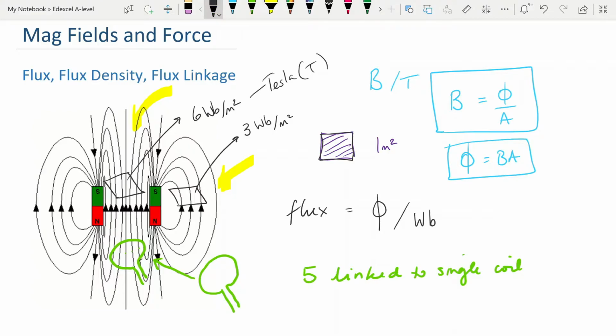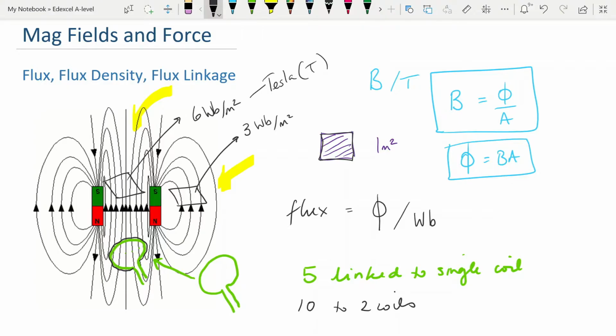If we add a second turn on this coil, and I'm going to add this in black so it becomes more visible. So we've added another loop. Adding another loop multiplies the flux linkage because the flux linkage is per coil. So if you've got 2 loops, then your flux linkage becomes 10 because we have 10 flux lines to 2 coils.